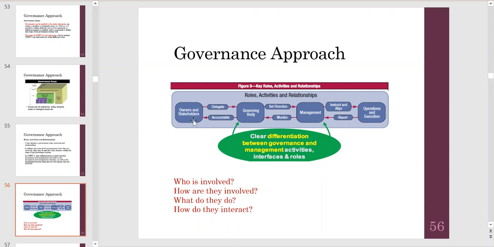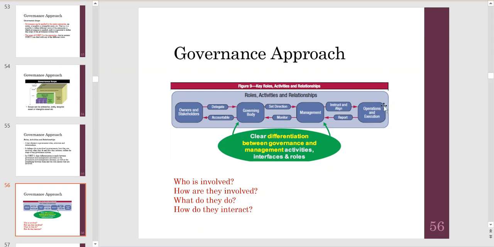So we have the owners and stakeholders. This is the board or the governance body. Then the management, and those are the people who are working on the operation, which are part of the management. So the owners and stakeholders delegate. Those are the people who have money. They create companies. Usually there is a board representing owners and stakeholders. So they set directions for the management to follow. So the management instructs its team and aligns its activities, its day-to-day operations and goals, with the goals of the company or the strategic objective.